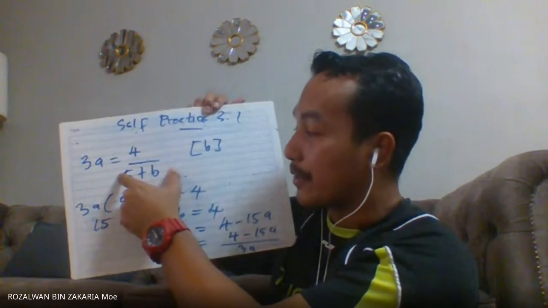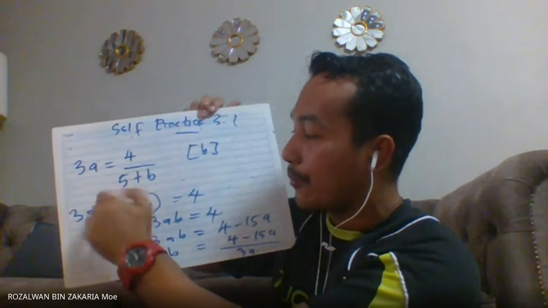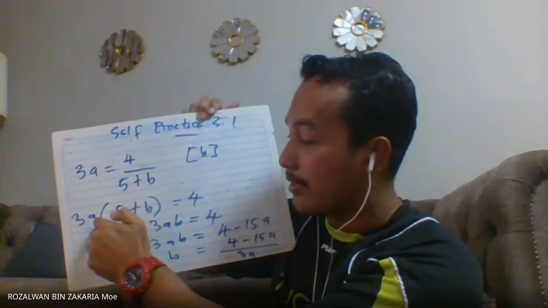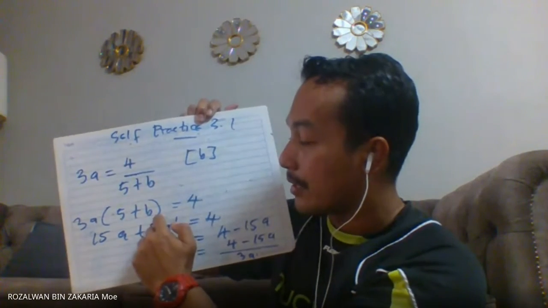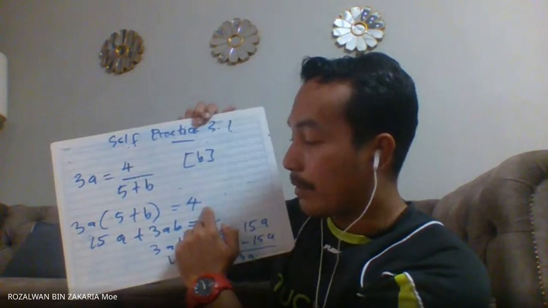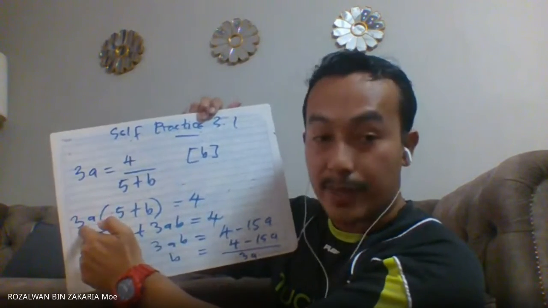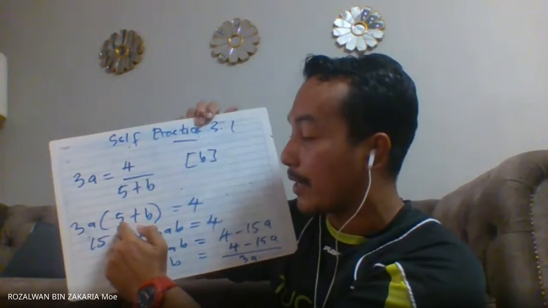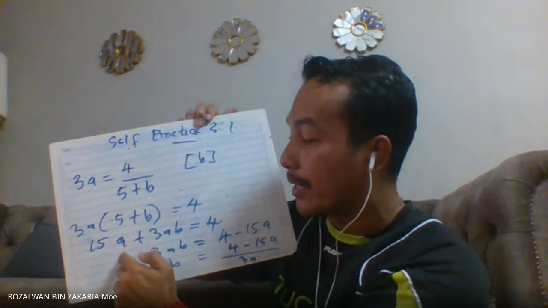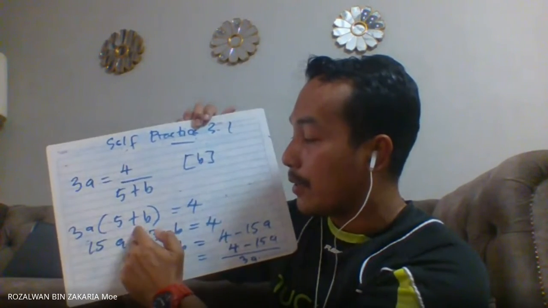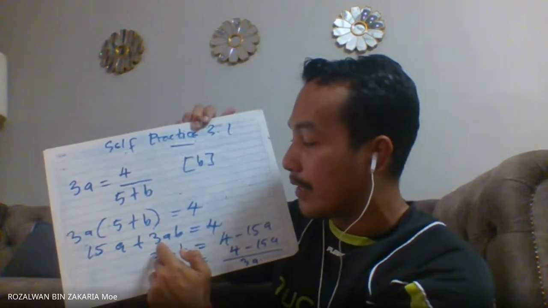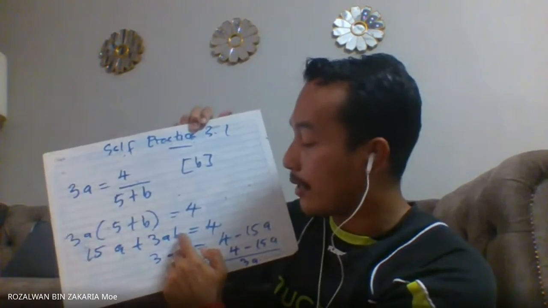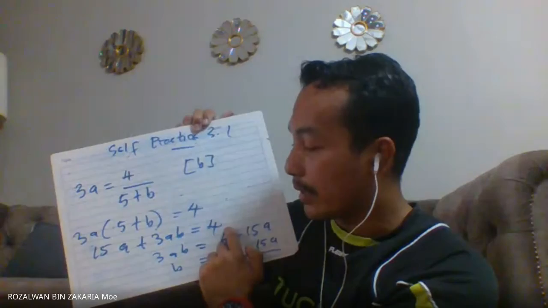So it will become multiplication. So you can write 3a, put a bracket, meaning multiplication, 5 plus b, then equal to 4. Then this one you need to expand. How to expand? 3a multiplied with the 5 becomes 15a. Then 3a multiplied with the positive b becomes positive 3ab. Then equal to 4.